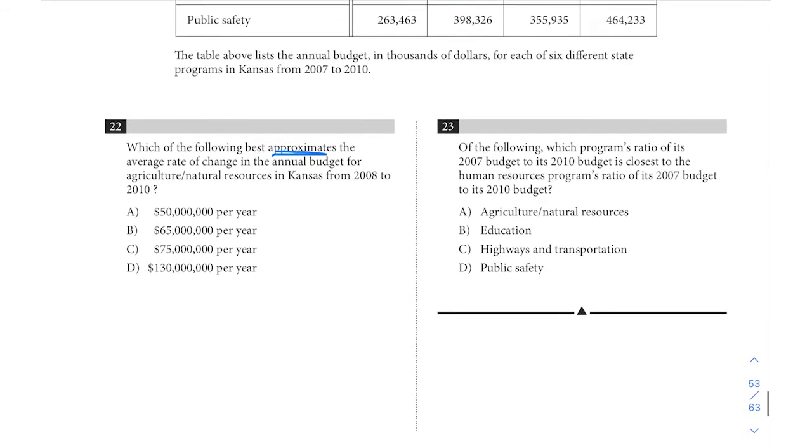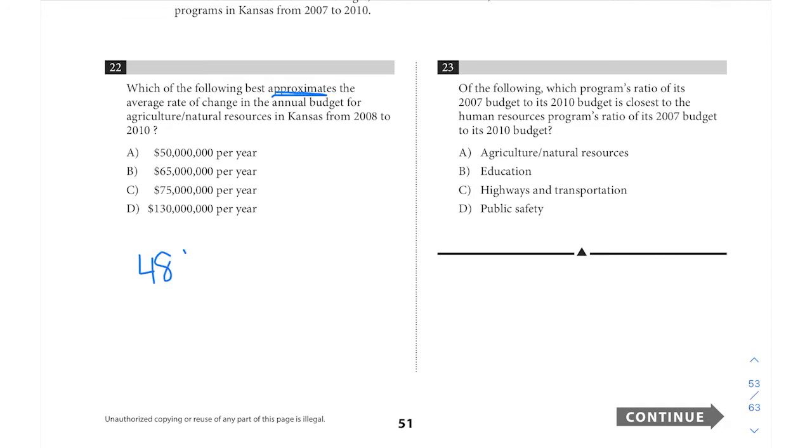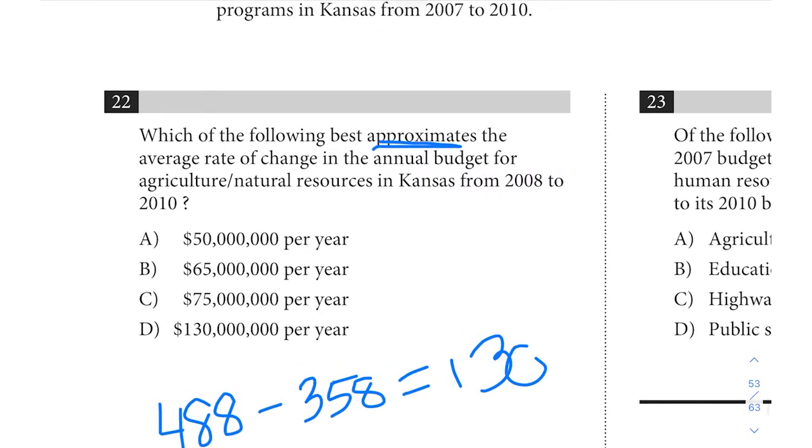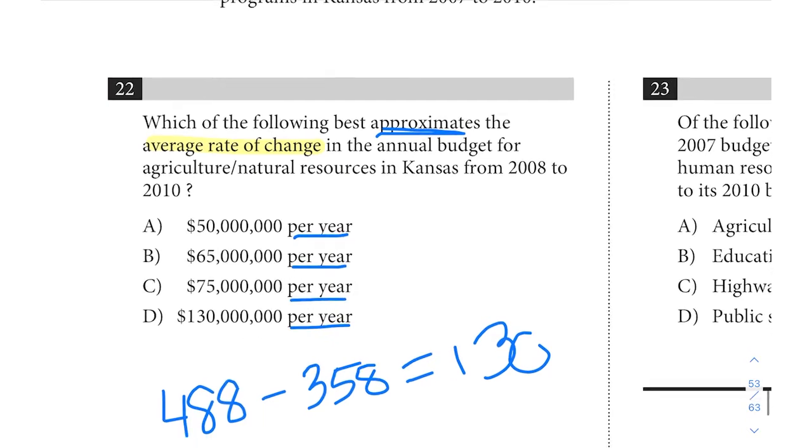And so a lot of people would find that difference, and they would come down here and go, all right, 488 minus 358 equals 130, and then they would pick D as their answer. But we want to be careful, because if we look at what the question's asking, they want the average rate of change across those 2 years. So remember, for average, you take the sum of terms, and you have to divide by the number of terms that there are. In this case, it's a total difference in annual budget of 130 million, but that's over a 2-year span, and the question is asking for us to calculate it per year.